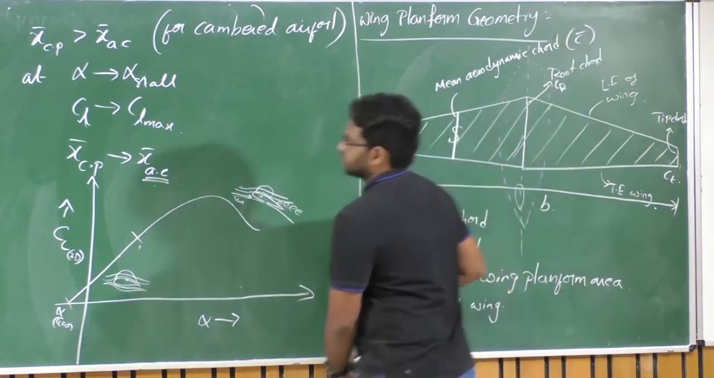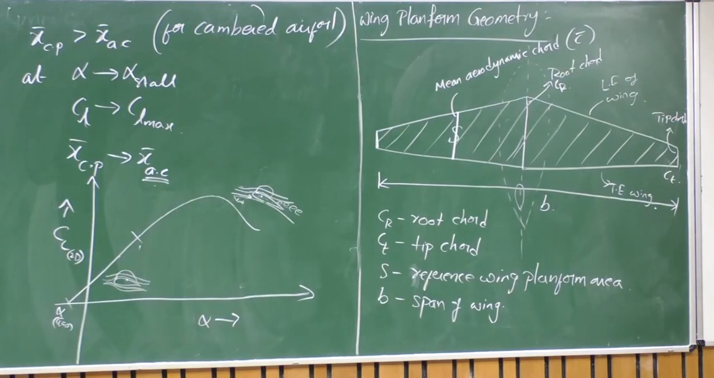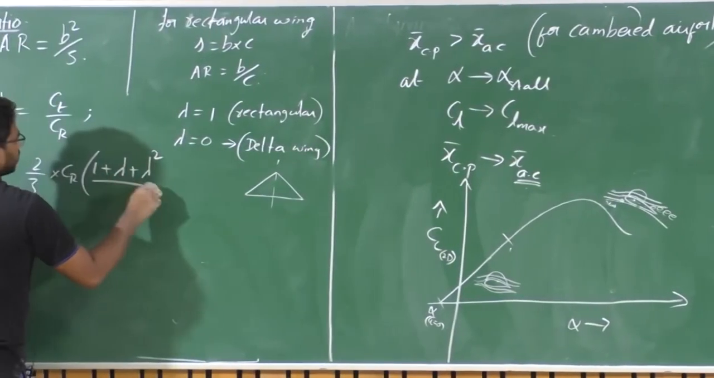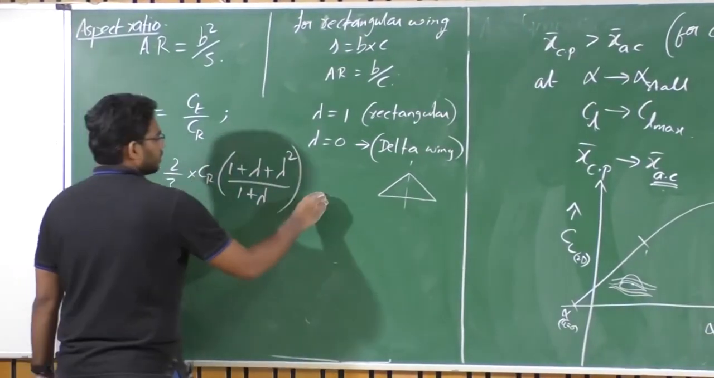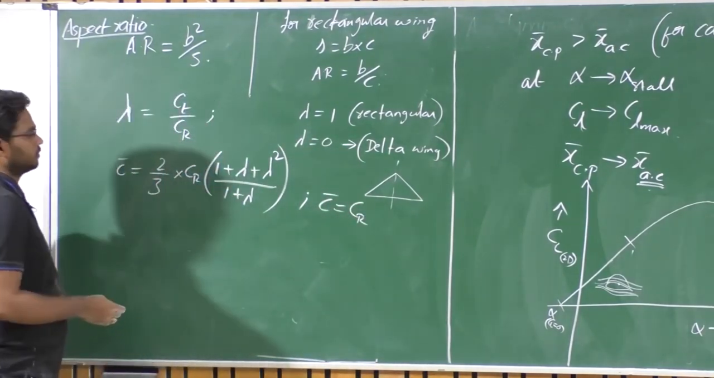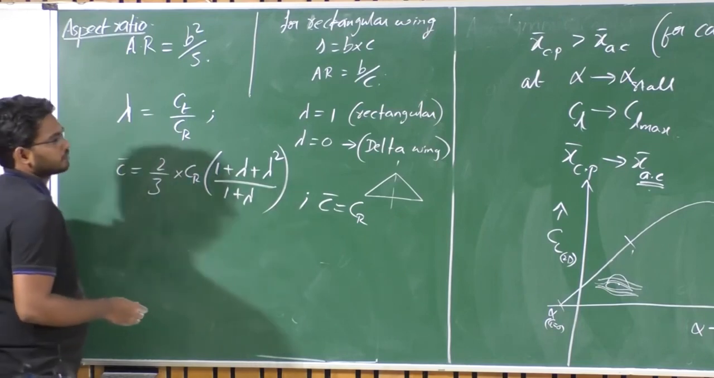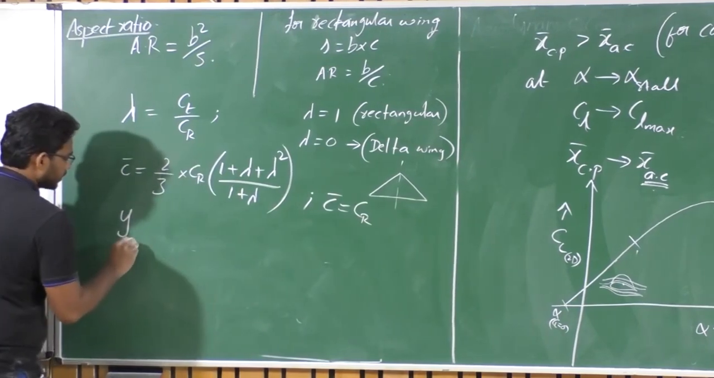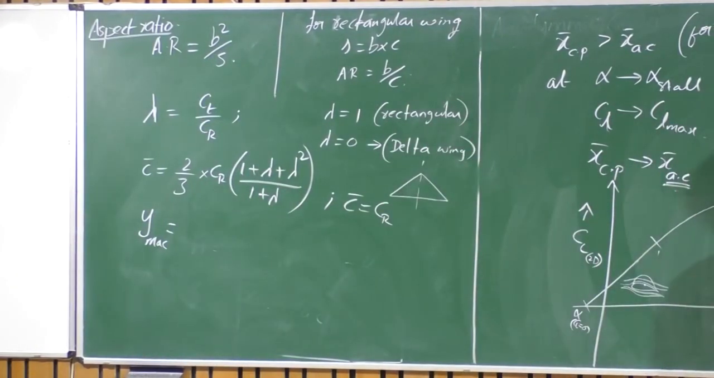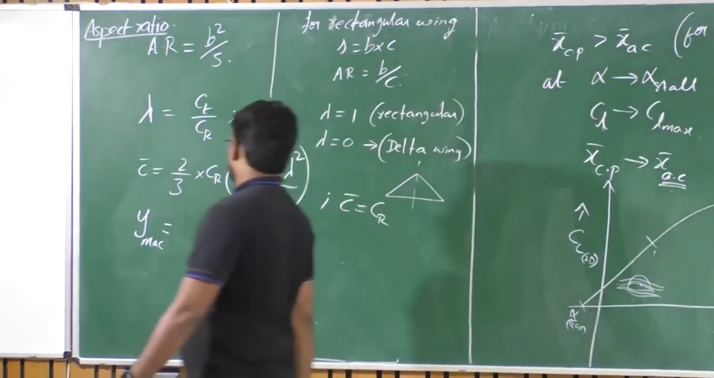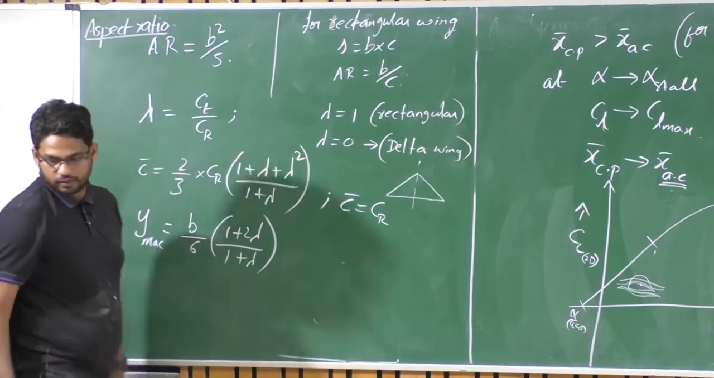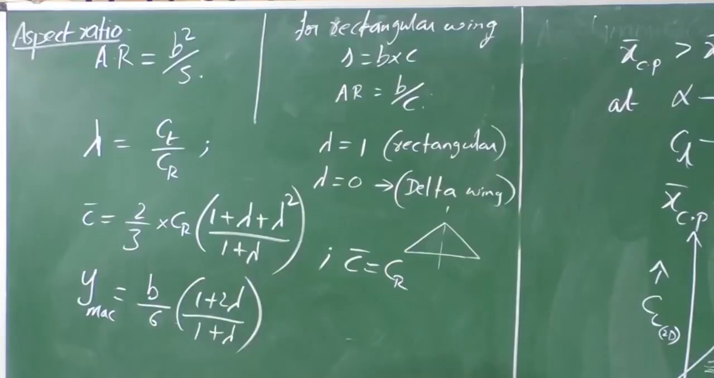Which is known as C bar. So C bar for a rectangular tapered wing is 2/3 CR times (1 plus lambda plus lambda squared) upon (1 plus lambda). For a rectangular wing, lambda is equal to 1, so C bar is equal to CR or CT. It's the same for a rectangular wing. And then the corresponding Y location of this MAC. MAC is known as the mean aerodynamic chord. So this is called C bar, which is known as MAC. Y of this MAC is B by 6 times (1 plus 2 lambda) upon (1 plus lambda). So these are some of the geometric parameters of this wing planform.